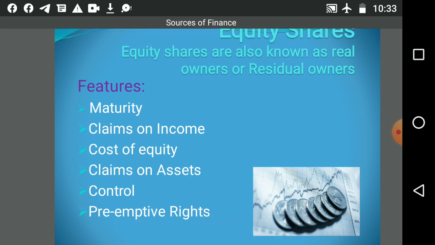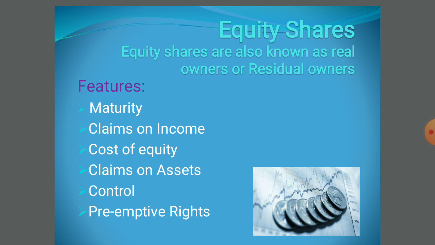Similarly, other sources also have a maturity period. At the end of the maturity period, the principal amount is to be redeemed back to these investors. But in case of equity shares, there is no maturity period. Equity shares are going to remain in the organization in the form of investment till the organization exists. And that is why equity shares are also known as a permanent source of capital for the organization.